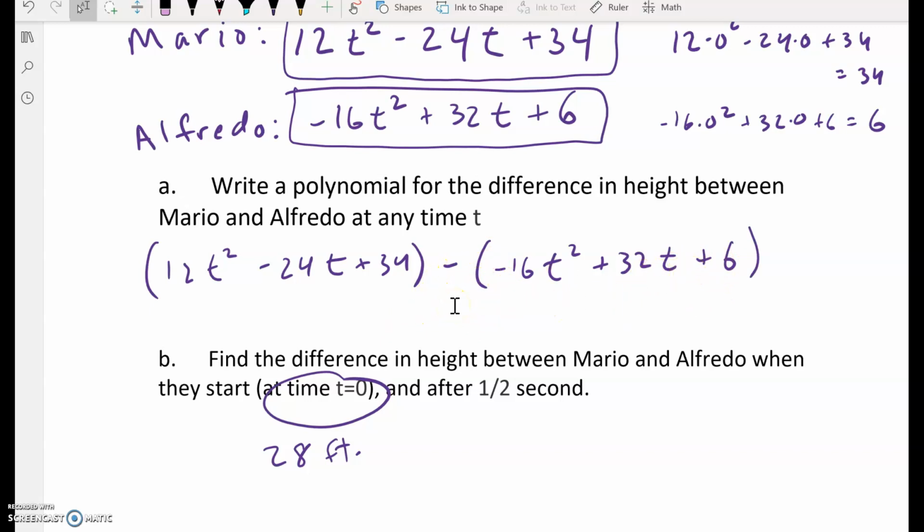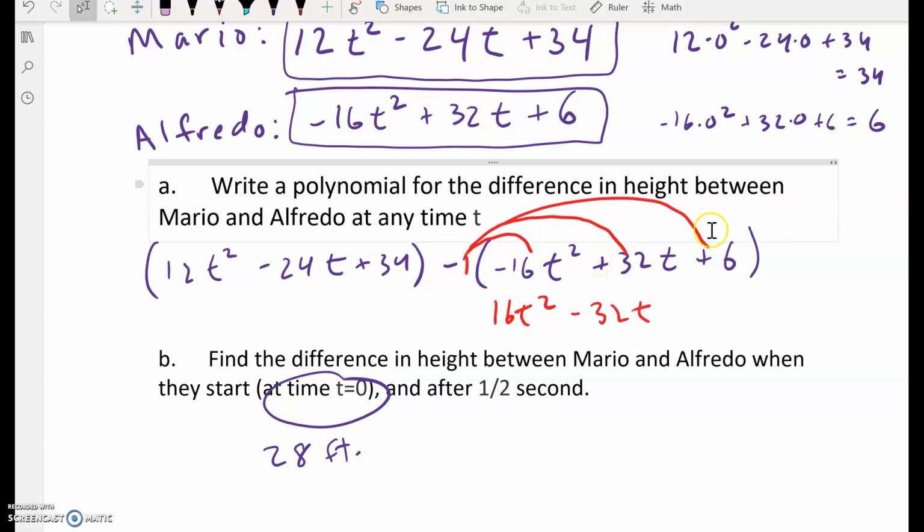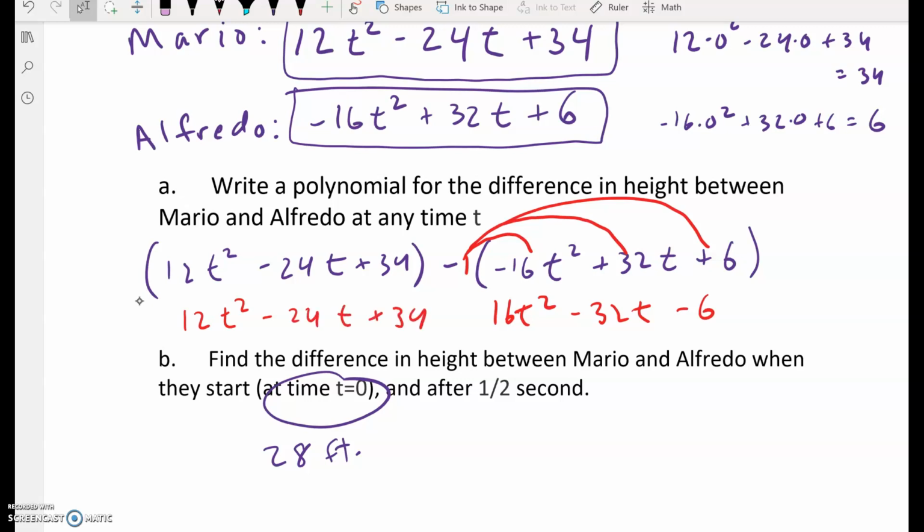Technically that's the answer, but we want to simplify it. So let's take that negative and distribute it through. Remember, if you have a negative in front of parentheses, it means a negative 1 times each of those things. So negative 1 times negative 16t squared is positive 16t squared. Negative 1 times positive 32t is negative 32t. And negative 1 times positive 6 is negative 6. Then this first polynomial is the same. I'll just copy it down: 12t squared minus 24t plus 34. Put a plus sign in between because I distributed the minus through.